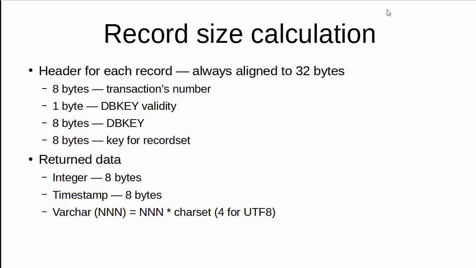Let's see the details of record size calculation. Each record to be sorted inside this sorting record set will always be aligned to 32 bytes. However, it also has additional fields like transaction number, the key for DB key validity, DB key itself, and key for the record set. In this situation, we can calculate how much data is returned.